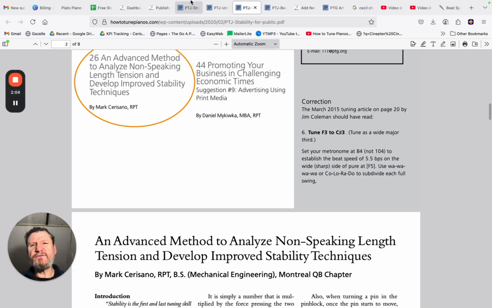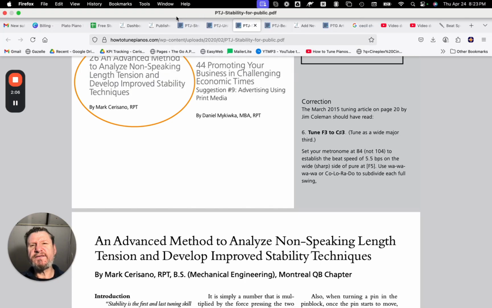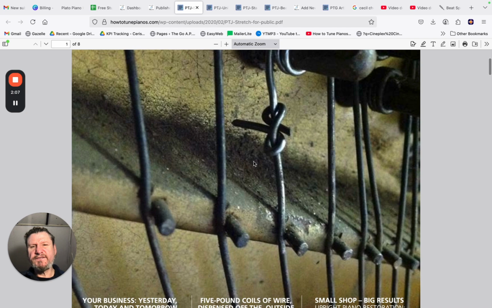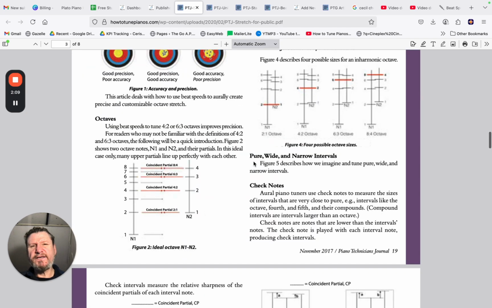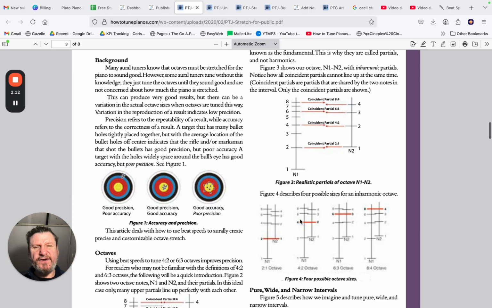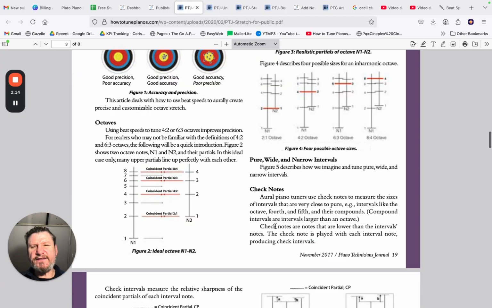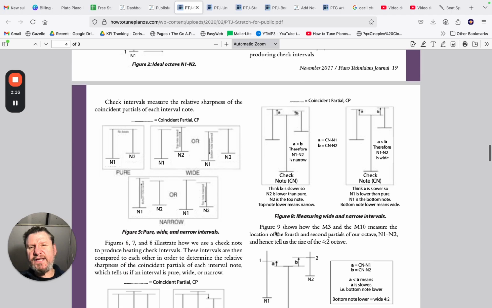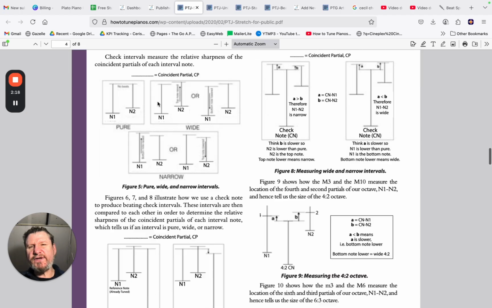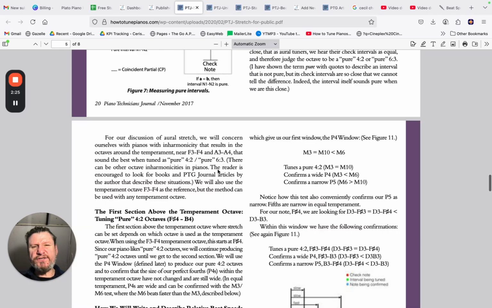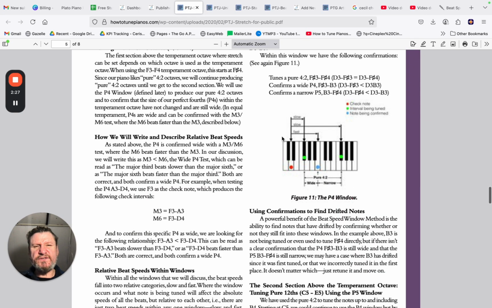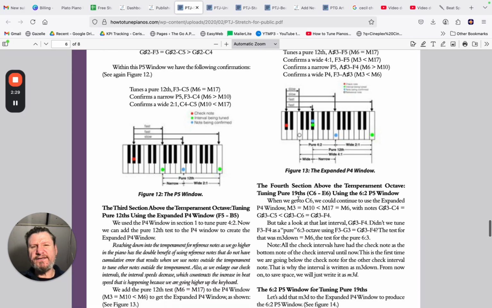Oops, that's the wrong one. Maybe it's here. Yeah, there it is. So we're talking about different octave sizes and what they sound like when they're in tune, and what to do when an interval is wide or narrow, and how to tune the different notes using the stretch interval set.